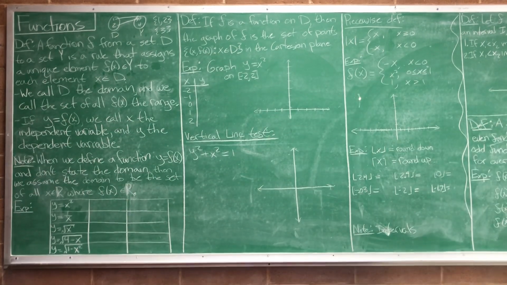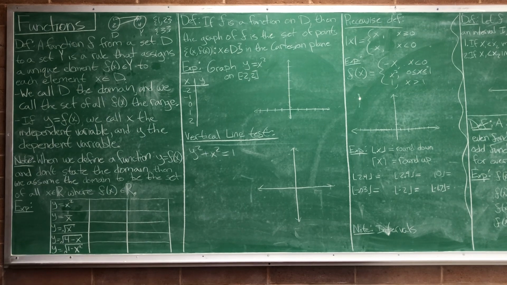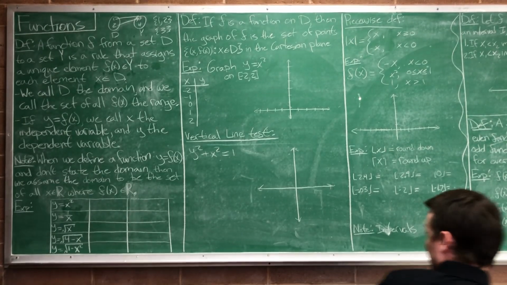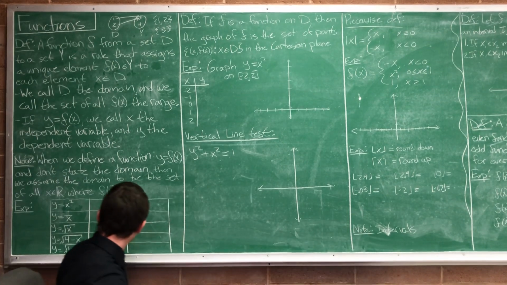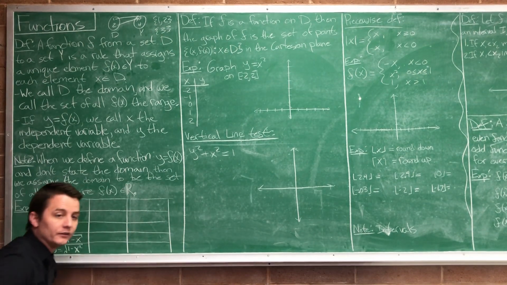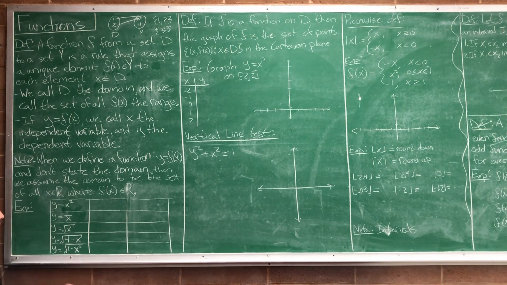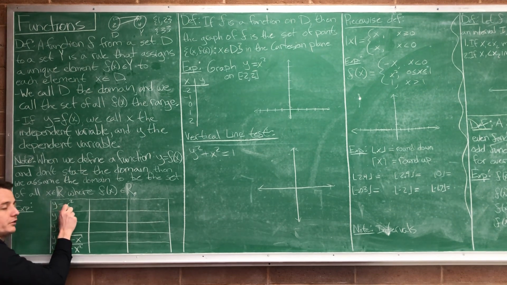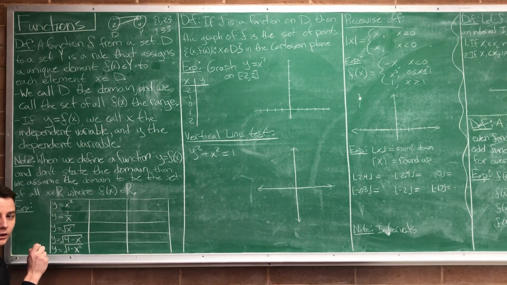So let's do some examples here with these functions. And you're going to tell me for each of them what the domain is and then what the range is. Since the domain isn't explicitly stated, we're going to assume natural domain. So let's look at the function y equals x squared. That's the function we're looking at.